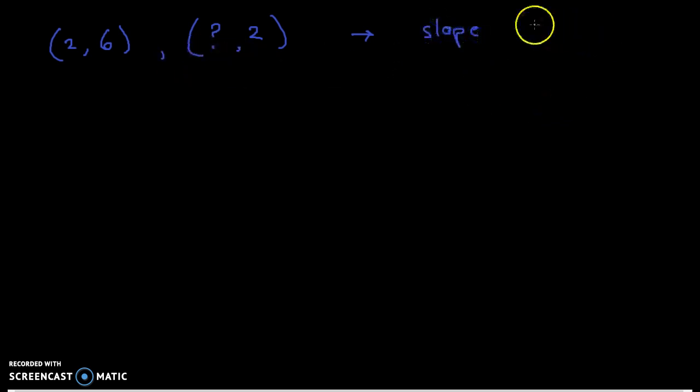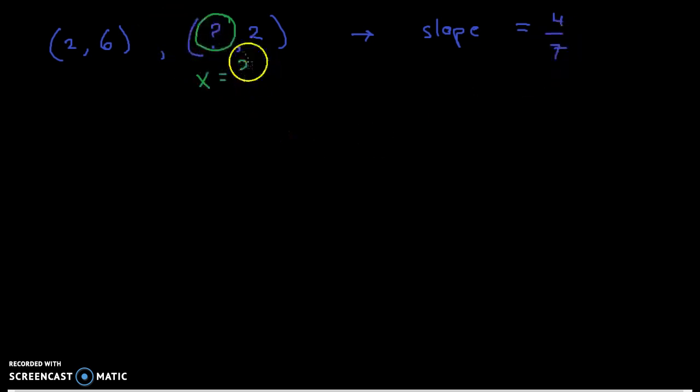But let's try this. Another possibility could be that I would tell you what the slope is. Let me give you an example. Let's say I gave you these two points. There's a point where x is 2 and y is 6, and there's another point where I don't tell you what the x value is, but I do tell you that the y value is 2. And then I tell you the slope of these points is equal to 4/7. And then I ask you, what is that missing x value? That x has to be what in order for this to be true?